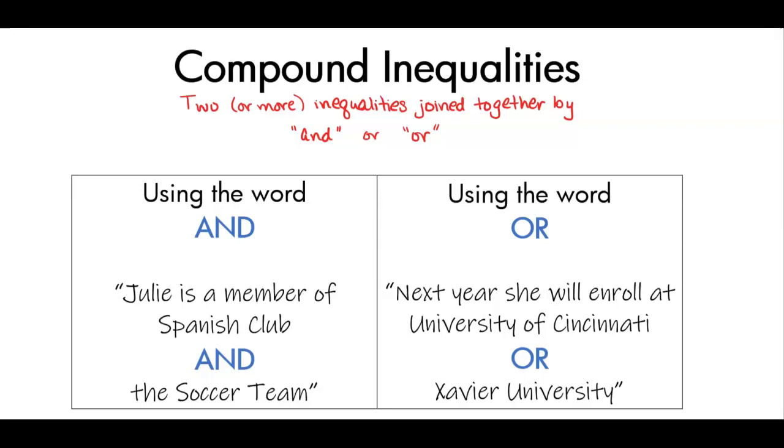The other option is the word "or." An example of this is "Next year she will enroll at the University of Cincinnati or Xavier University." Now, obviously, she can't do both of those things at the same time. She can't attend two different colleges at the same time. She has to choose one or the other. Only one of those things will be true. But as long as she goes to one of those two places, then this statement as a whole is true. Next year, she will enroll at UC or XU.